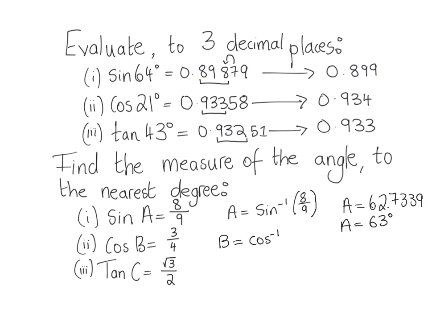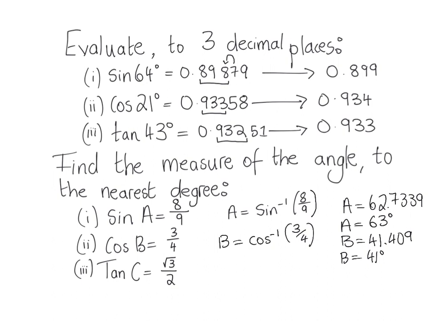The next one then, we get the cos inverse, so it's going to be B is equal to the cos inverse of 3 over 4. Again, you press the shift or the second function, then the cos button, then you type in the fraction 3 over 4, press equals, and we get 41.409. So then the answer at the end is going to be B equal to 41 degrees.